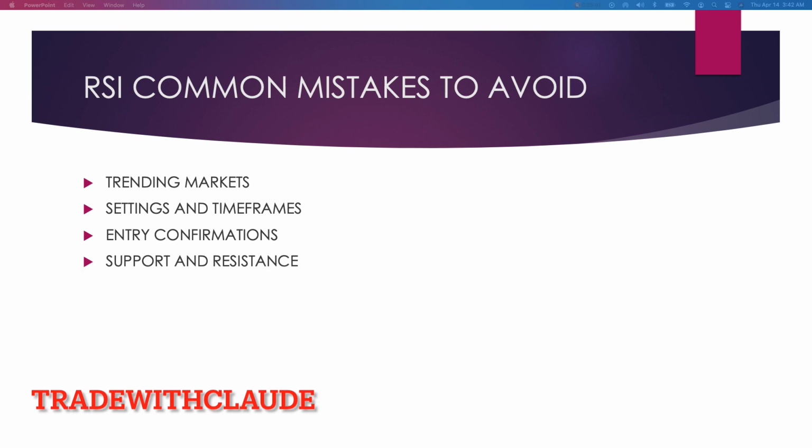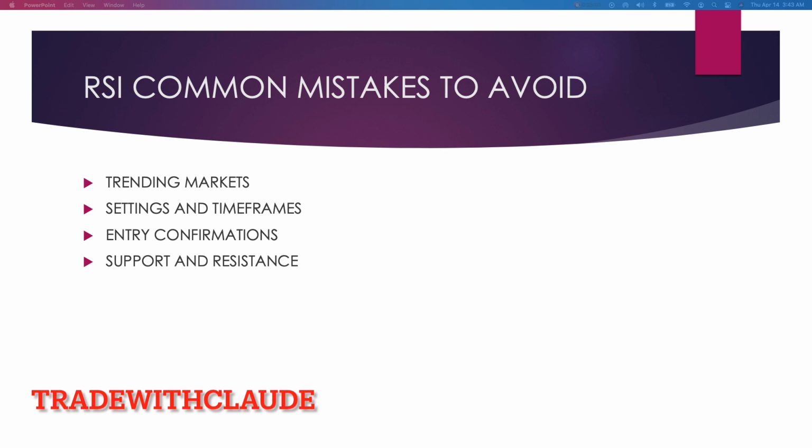Another thing you should do is support and resistance. I tell people one of the most important rules of RSI indicator trading is to draw the support and the resistance. When the RSI is telling you to sell short the market, you should know if the RSI is telling you to sell short at a level that is not a good level.